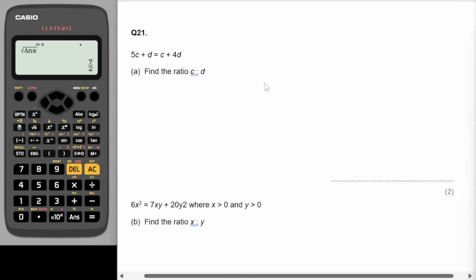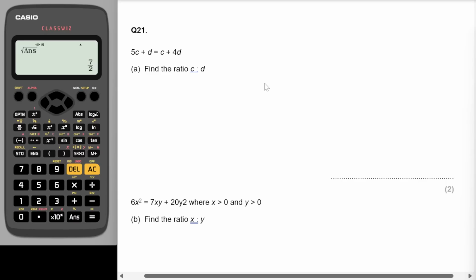Right, question 21. Find the ratio of C to D. The first thing I'm going to do is take all the terms over to the same side. So if I minus C and minus D from both sides, that would give me 4C is equal to 3D. And I've miswritten X instead of C. Some people are absolutely fine going with a ratio straight from that, but by experience, I know that that's going to be 3 to 4. I'm not great at doing that.